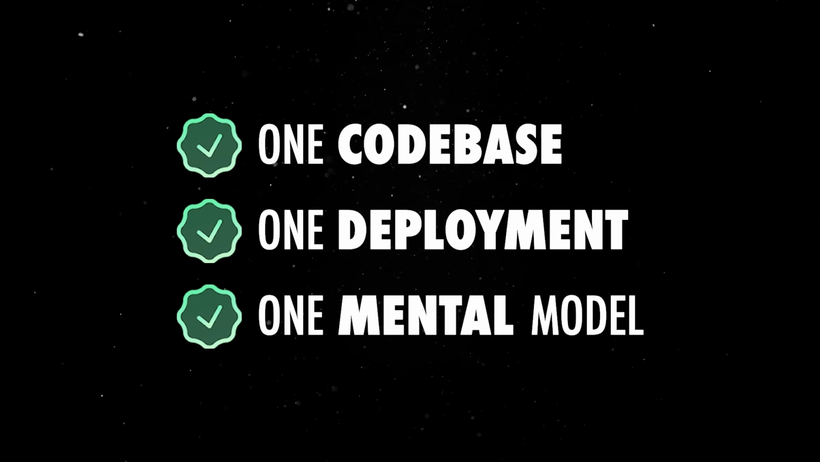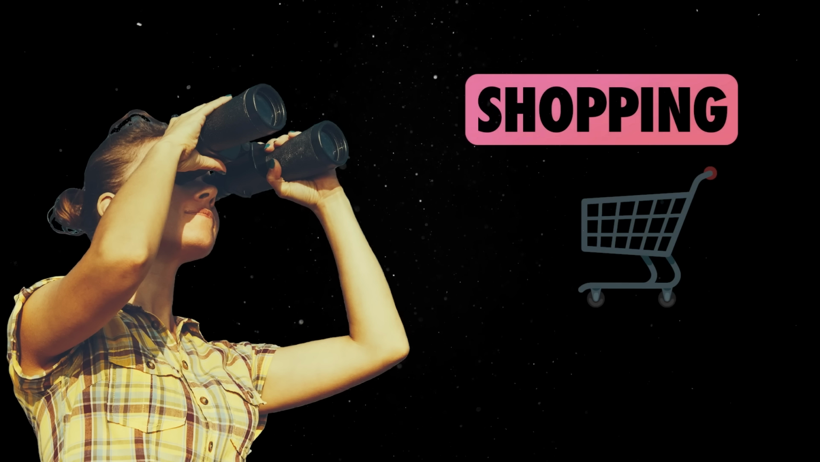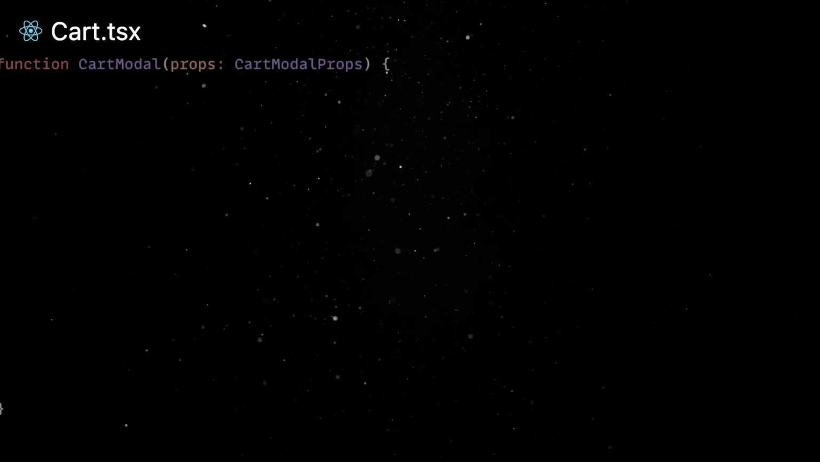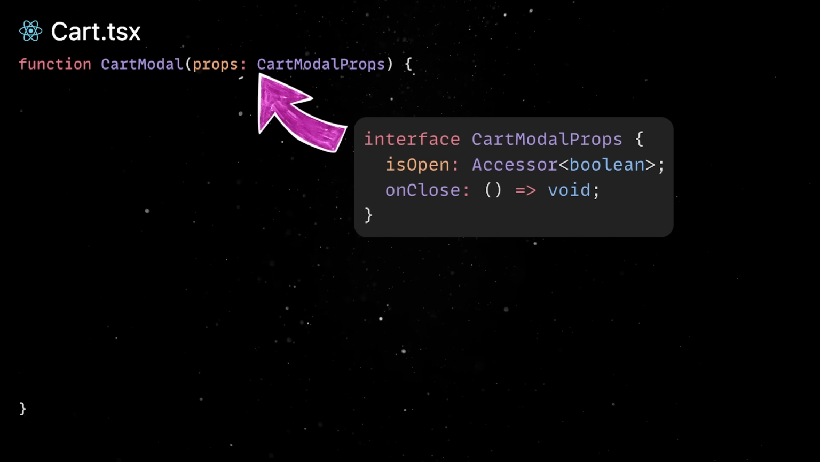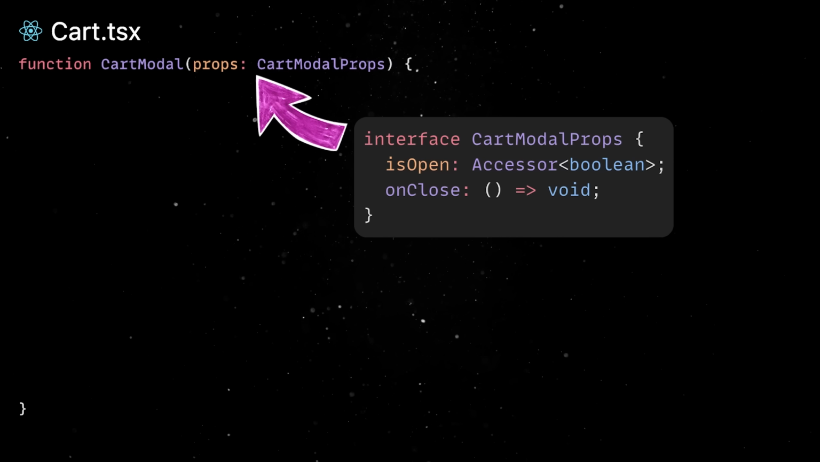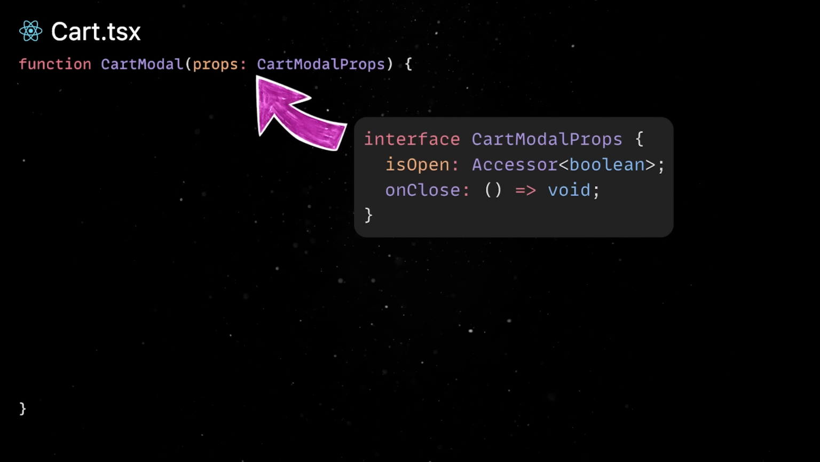Before we wrap up this chapter, let's also take a quick look at the shopping cart modal. The cart modal Solid component accepts two properties. isOpen tells us whether the modal should be visible or not, and onClose, which we call when the user clicks outside the modal or hits the close button.